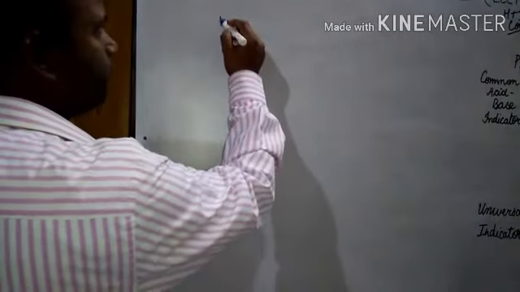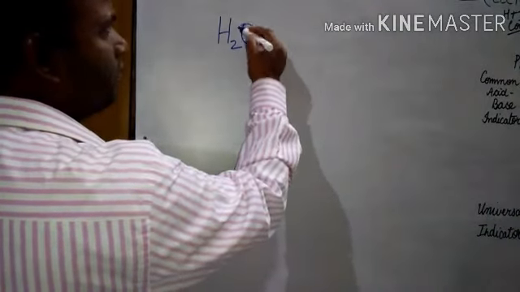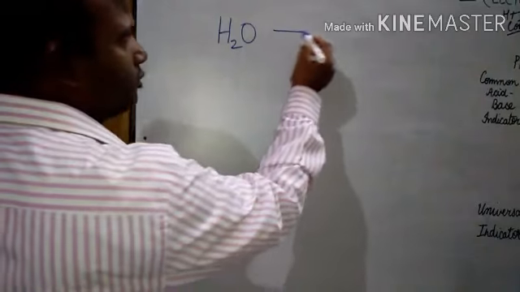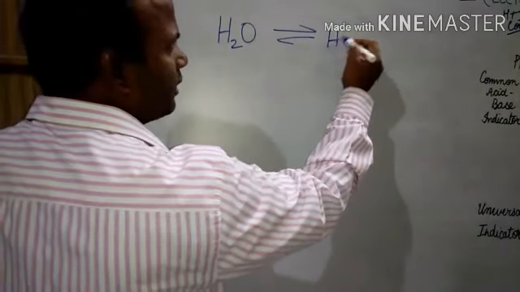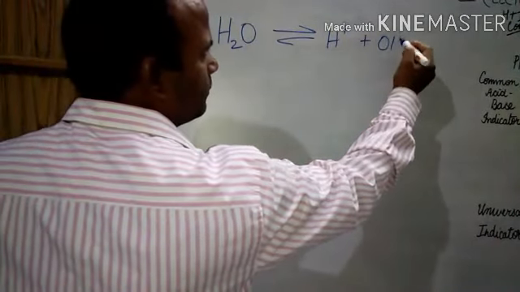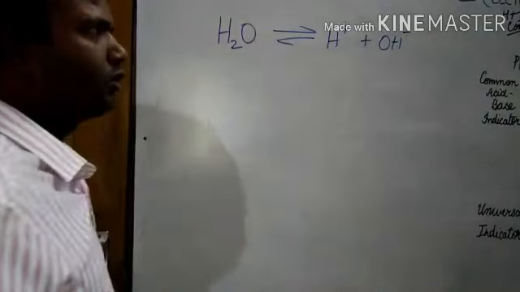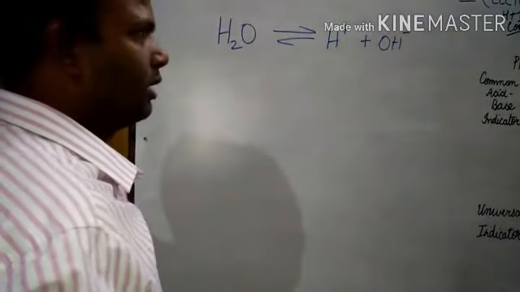Now H2O is a weak electrolyte. It dissociates to give H plus and OH minus ions. Now H2O is a weak electrolyte. It gives H plus and OH minus.